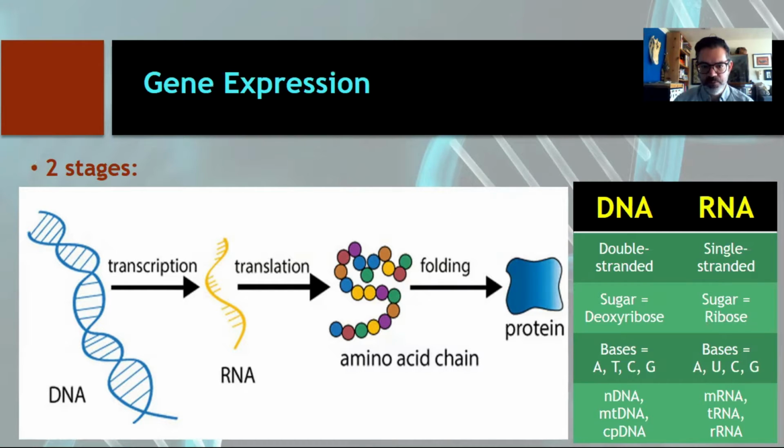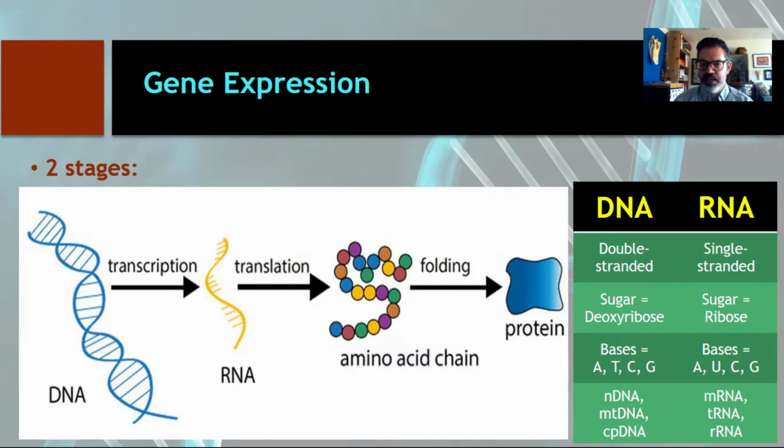It is worth mentioning at this point some key differences between DNA and RNA. You should be already familiar with these. There are two different types of nucleic acids. RNA is single-stranded. It uses a different sugar, ribose, as opposed to deoxyribose. It has uracil as a base instead of thymine.